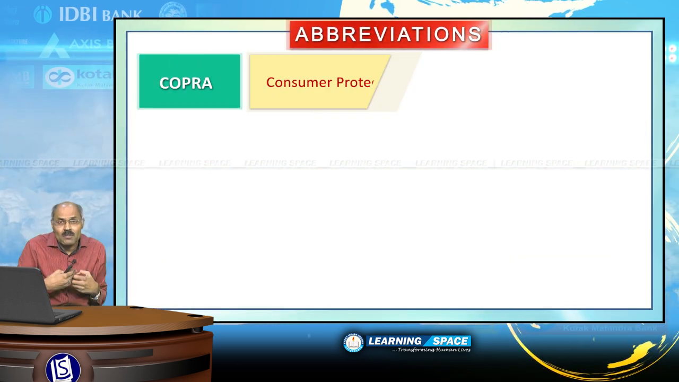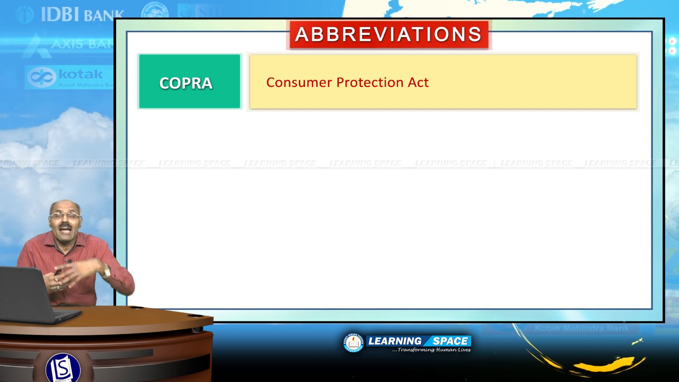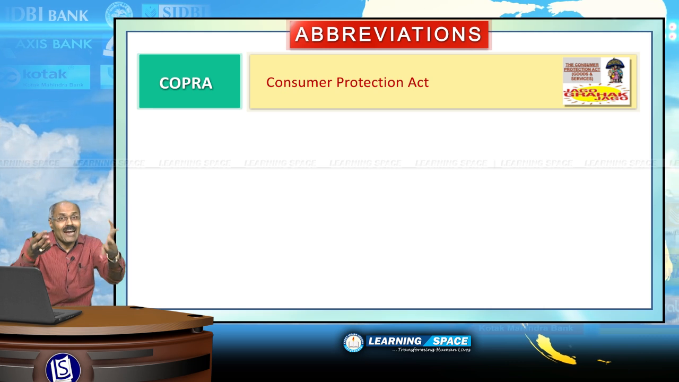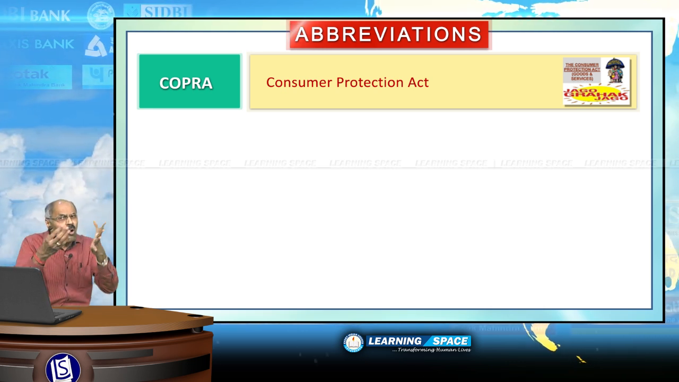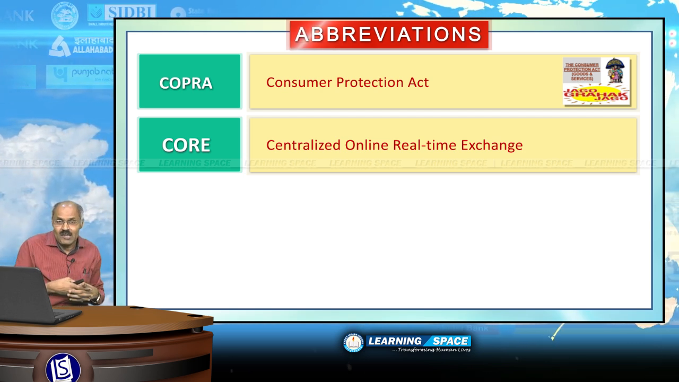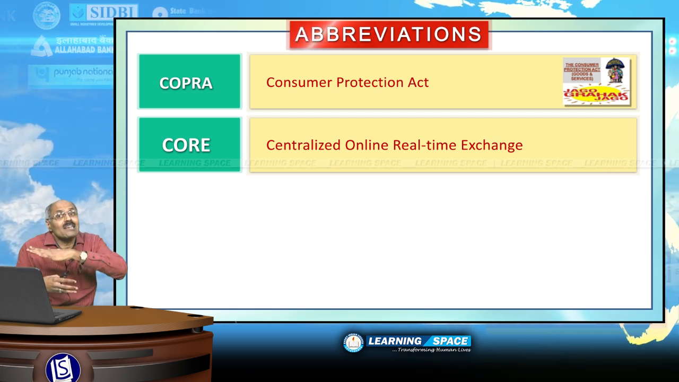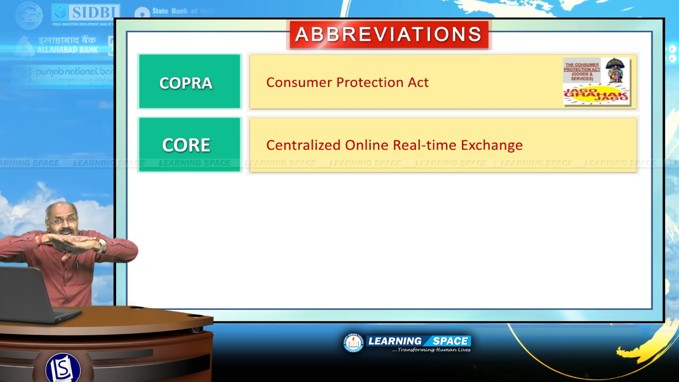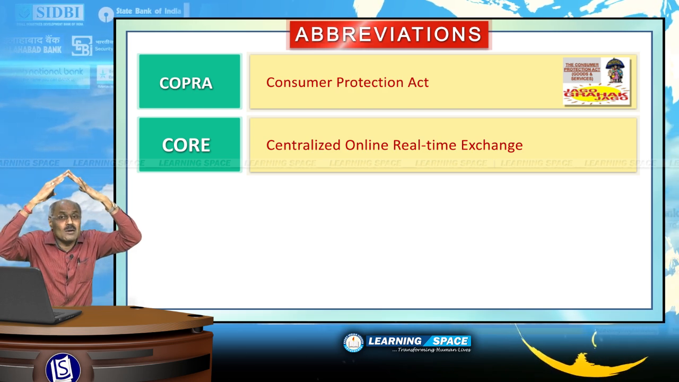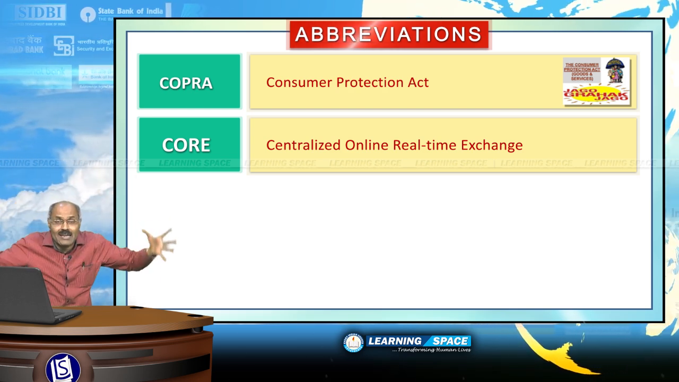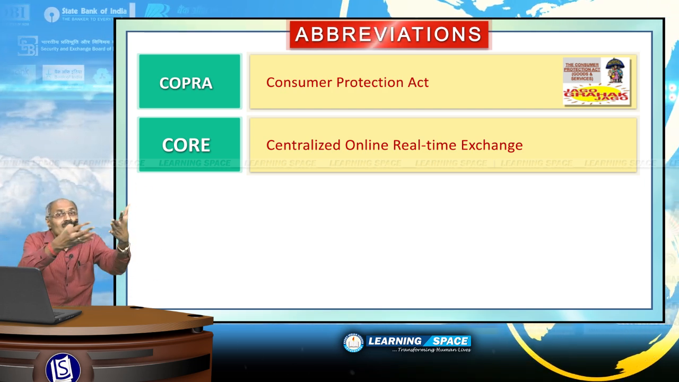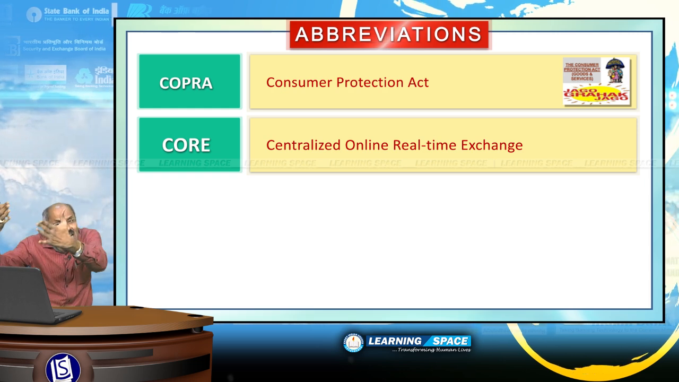COPRA. COPRA is Consumer Protection Act, which was started in the year 1986. As a consumer, you have several rights, please don't forget. CORE, CORE is centralized online real-time exchange. Information is exchanged real time. Everything is connected online through a centralized network. Your core banking of interconnecting the bank accounts and interconnecting the branches is nothing but centralized online real-time exchange.